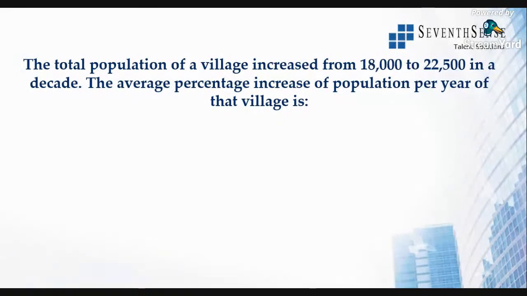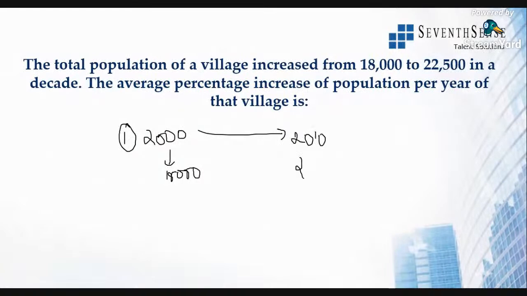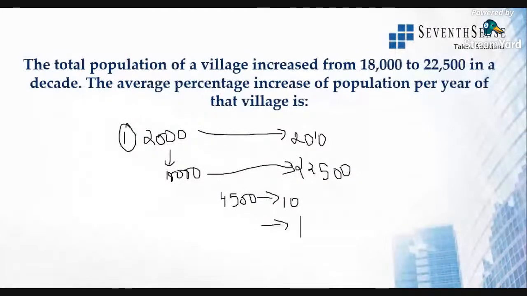Let us say in the year 2000, the population was 18,000. After 10 years, that is in 2010, it is 22,500. So from this to this, it has changed by how much? If you take the difference, it is 4,500 in 10 years. So if it is 4,500 in 10 years, what will it be in 1 year? In 1 year, it is increasing by 450.